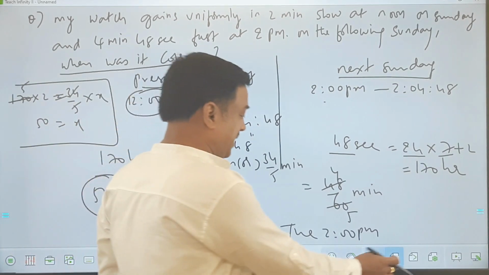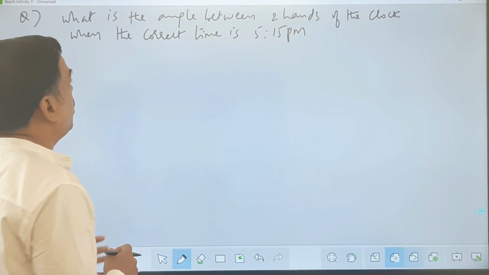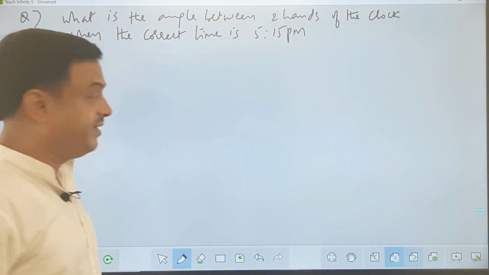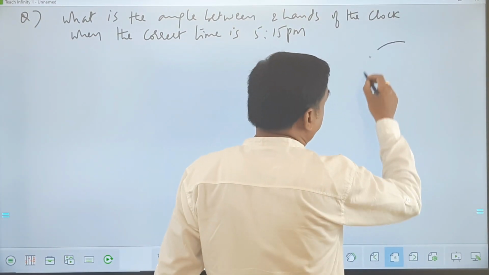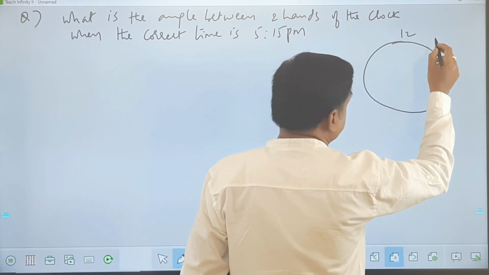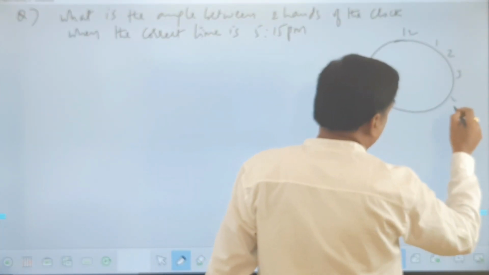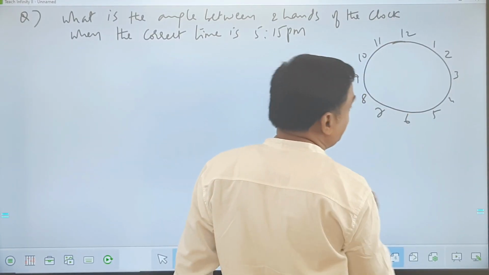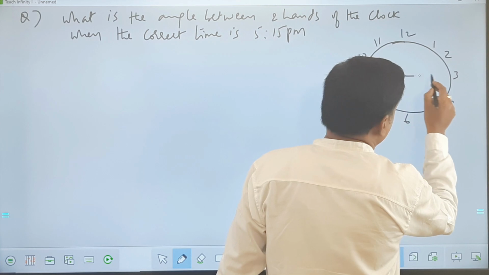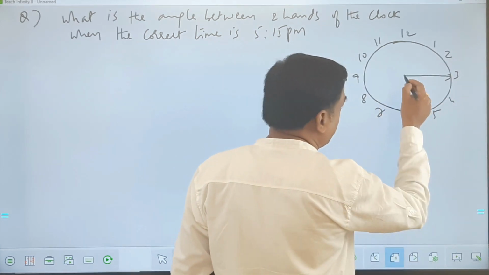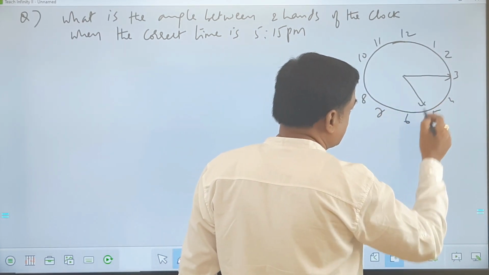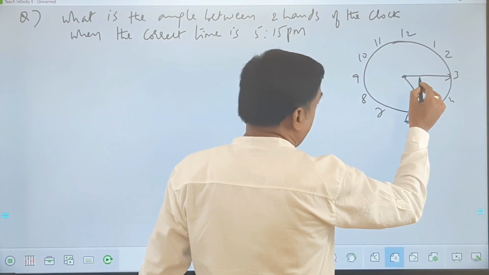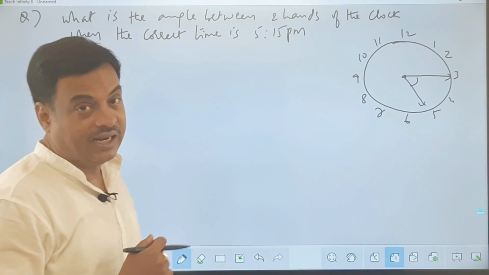So now let's see one more type of question here. What is the angle between two hands of the clock when the correct time is 5:15? So what is 5:15, my friends? Always try to analyze. 1, 2, 3, 4, 5, 6, 7, 8, 9, 10, 11. At 5:15, the minutes hand will point here and the hours hand will just pass 5. That is called 5:15. And my question is to find the angle over here. This angle I need to find out.